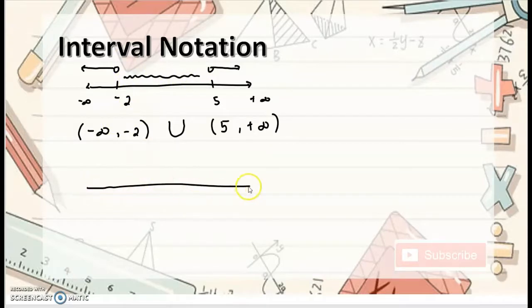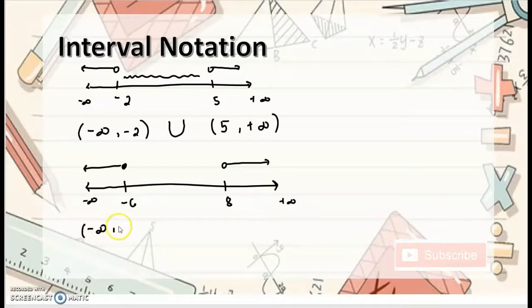Okay, next example. Let's say this is negative 6 until positive 8, and your graph looks like this. So in here, this is negative infinity, this is positive infinity, so we will use parentheses, then negative 6, square bracket because this is solid. Union of, then parentheses since this is hollow, then 8 going to positive infinity. So that is how you identify the interval notation.